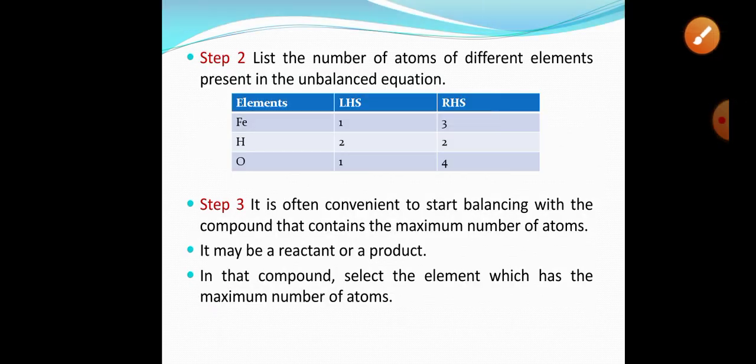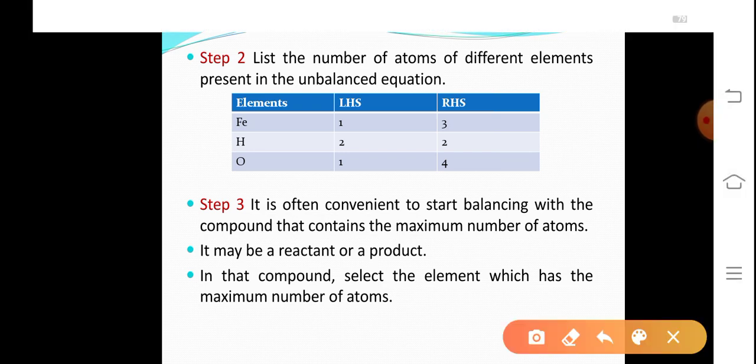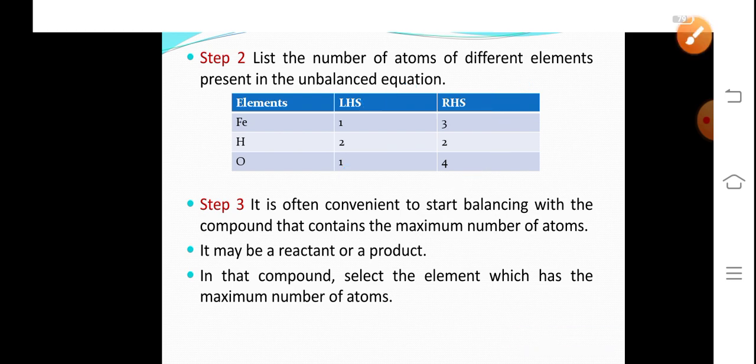Step 2. List the number of atoms of different elements present in the unbalanced equation. So we have the unbalanced equation. In that we have three elements: iron, hydrogen and oxygen. So we are listing them out. Iron left hand side 1, right hand side 3. So we need to balance iron. Hydrogen is balanced as we can see. Oxygen left hand side 1 and right hand side 4. So oxygen needs to be balanced.